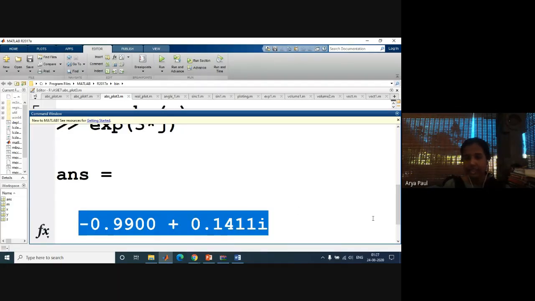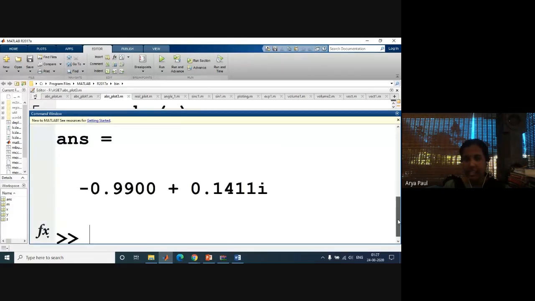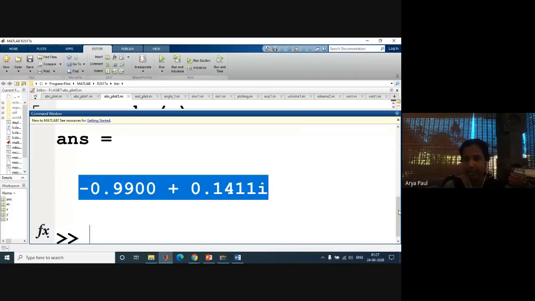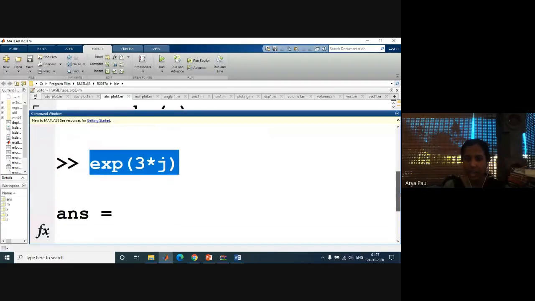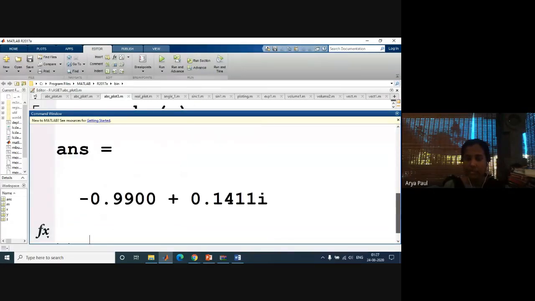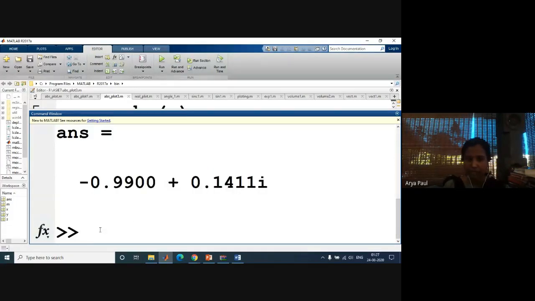This is in rectangular form, and this is a complex number represented in polar form. This is the complex exponential form, or you can call it the polar form, and this is the rectangular form. Okay, exp of 3 into j. When I type exp of 3 into j and press enter, you will get the rectangular form of exp of 3 into j.